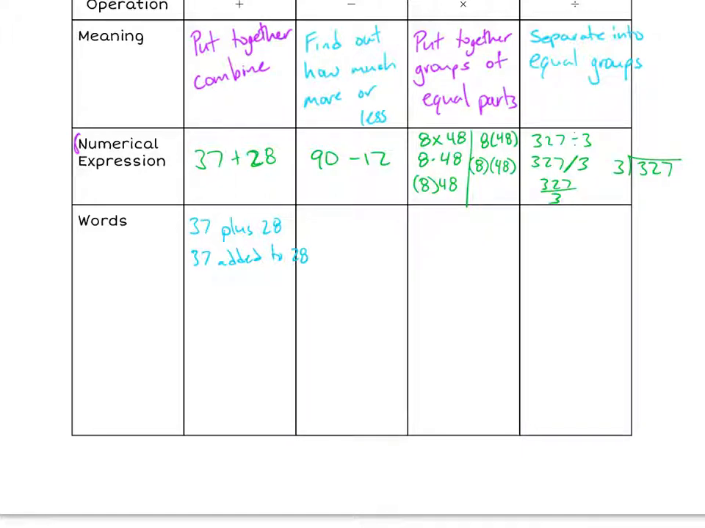I've got two more. 37 and 28. Not "and." You've got to have another word in there because I'm not sure what operation we're going to do, add, subtract, multiply, or divide, when you use just the word and. It starts with an S. The sum of 37 and 28.